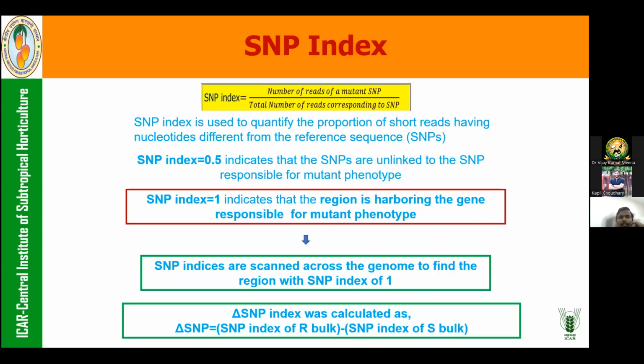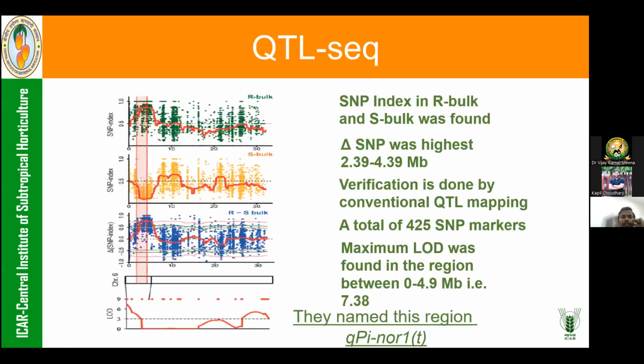Delta SNP index is calculated as the SNP index of R bulk, meaning highest bulk, minus the SNP index of S bulk. If the SNP index is 1, that indicates the region is harboring the gene responsible for the mutant phenotype, or harboring the QTL. These SNP indices are scanned across the genome, it gives a result chromosome-wise, and you can delineate the region where the QTL is harbored. They mapped this gene, this QTL, to a region 2.39 to 4.39 on chromosome number 6.